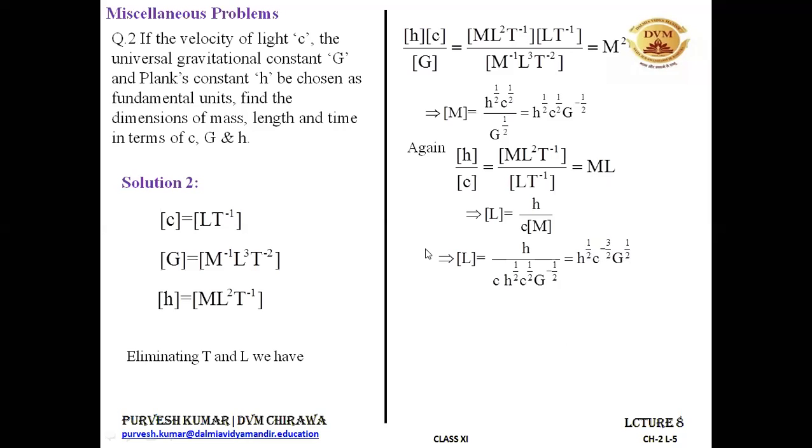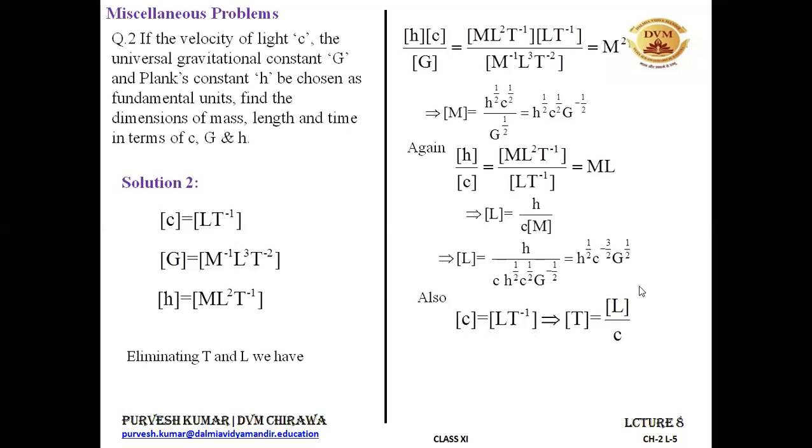Finally, we need to find the dimensions of time in terms of C, G, and H. So we can do this. C is equal to LT minus 1 from this equation. So T becomes L by C. When you take this T towards the denominator, it becomes T to the power 1, and C comes into the denominator of L. So you can write T is equal to L by C.